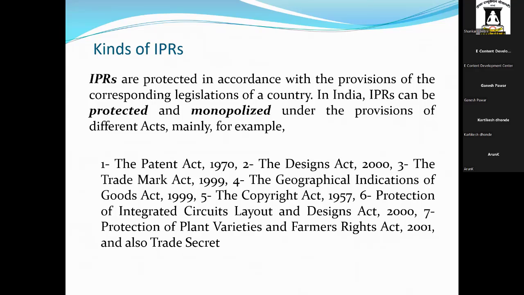So under the provisions of different acts, for example, the Patent Act 1970, Design Act 2000, the Trademark Act 1995, Geographical Indicator of Goods Act 1999, and Copyright Act 1957. Protection of integrated circuit layout and design. This is very interesting and important. 2000. So you are integrated these semiconductors, integrated circuits.